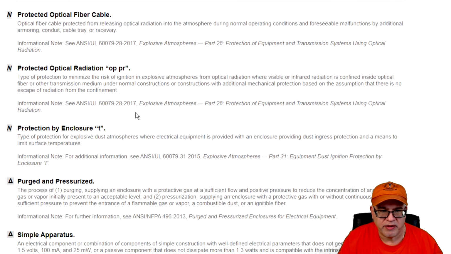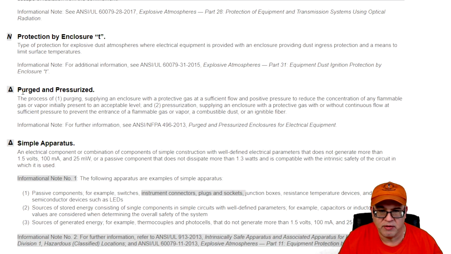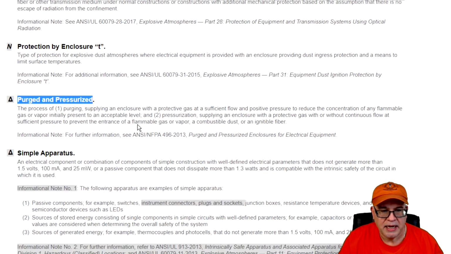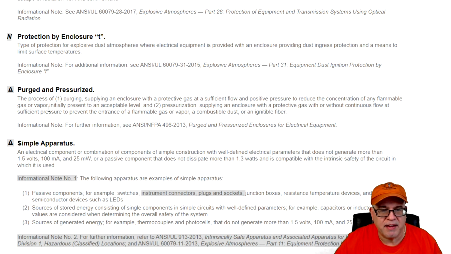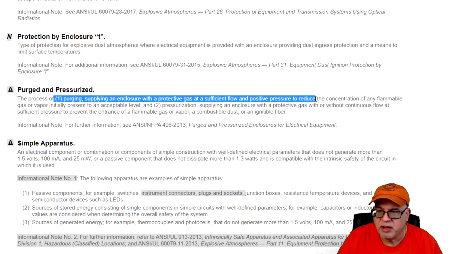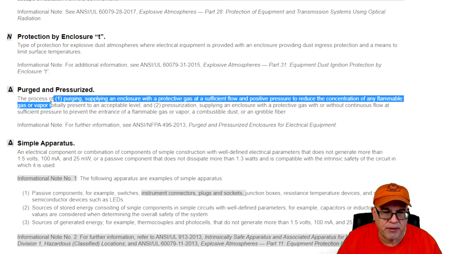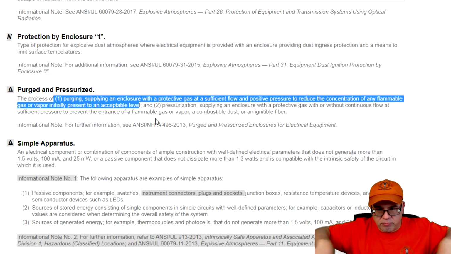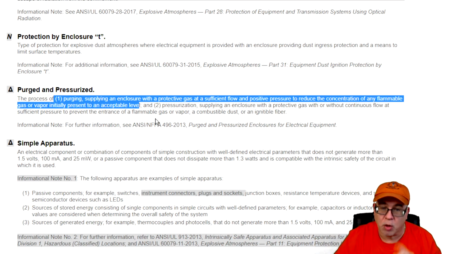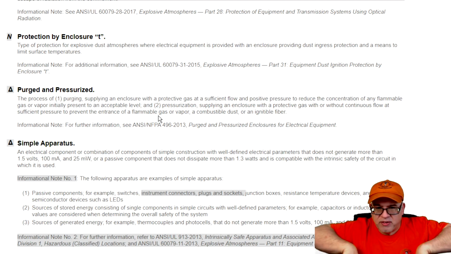Now, as opposed, for example, to something like purged and pressurized. Purged and pressurized is building on something called pressurized, and it's a process of, one, purging: supplying an enclosure with a protective gas, maybe an argon gas or something like that, at a sufficient flow and positive pressure to reduce the concentration of any flammable gas or vapor initially present to an acceptable level. So it's purging it out, getting it out, reducing it down to an acceptable level below those volatile points of ignition. So that's one step, purging it out.